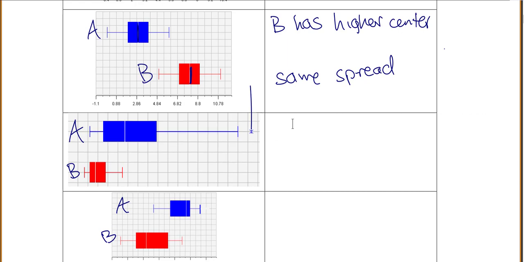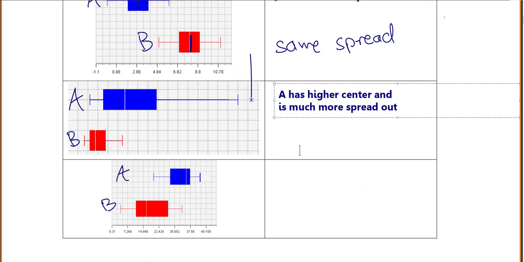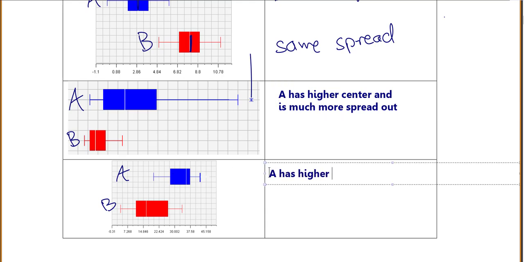For this next set, we have A and B. Looks like A, the center is a lot higher. So A has a higher center. A also seems to be much more spread out. So A is also much more spread out. Let's see, for our next one, A is shifted much more to the right, so A has a higher center. The spread doesn't look exactly the same, but pretty close. Looks like B has a slightly bigger spread though.